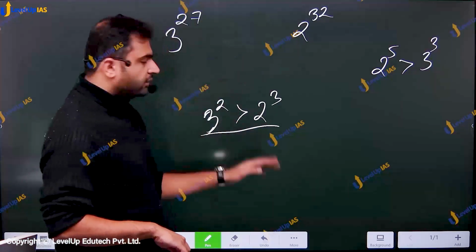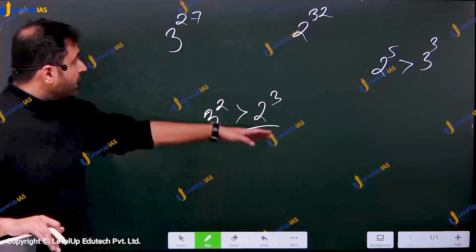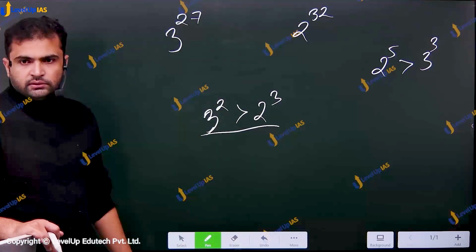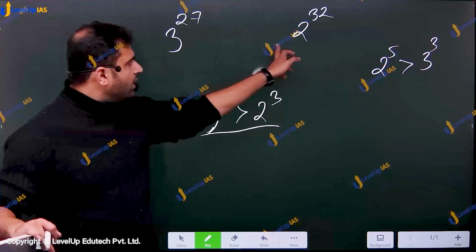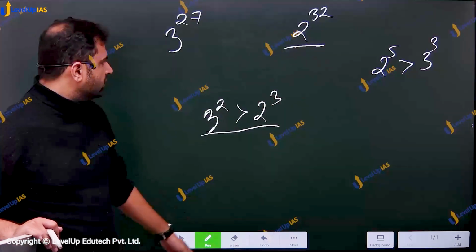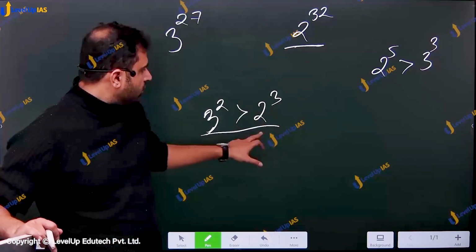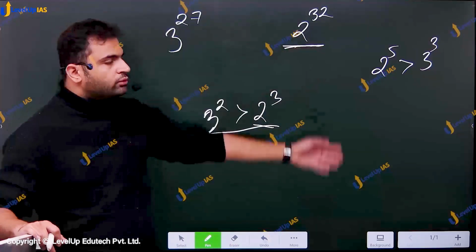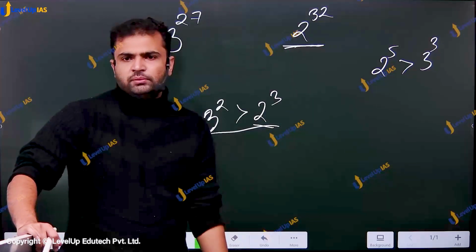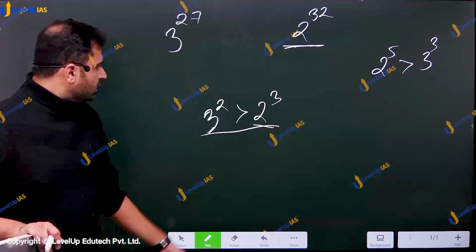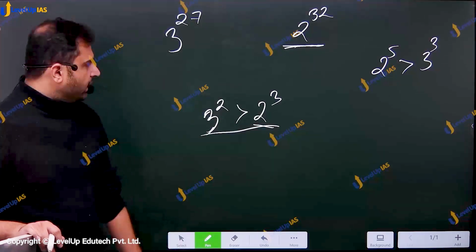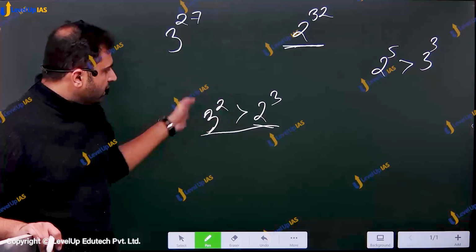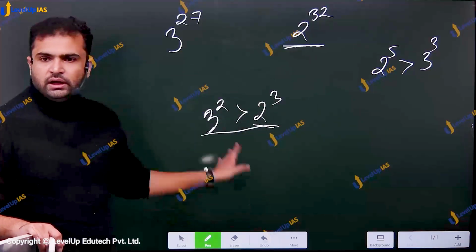Now from here I have to arrive at these powers, right? Now I feel that this is smaller, so I try to go from 2 raised to 3 to 2 raised to 32. I try to go as close to 2 raised to 32 as possible. Now both sides I can take power of 10. I can raise both sides by power of 10 and inequality won't change.